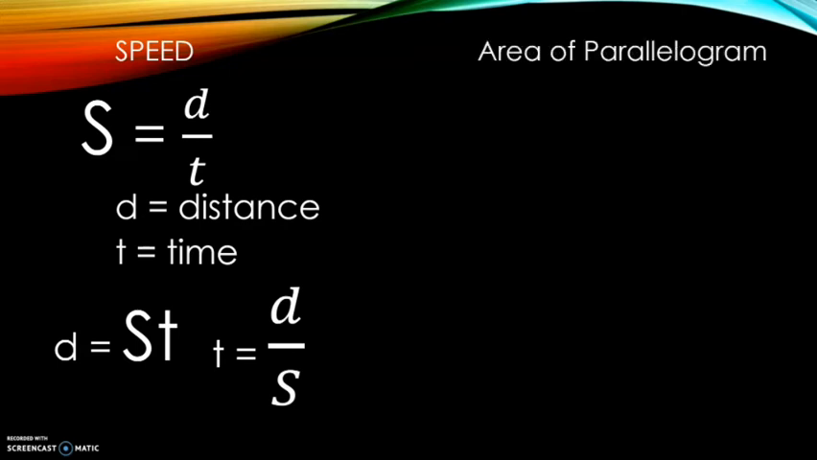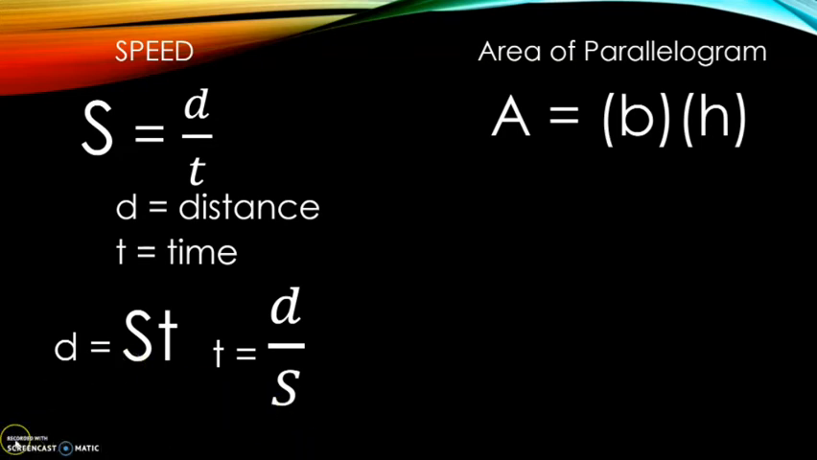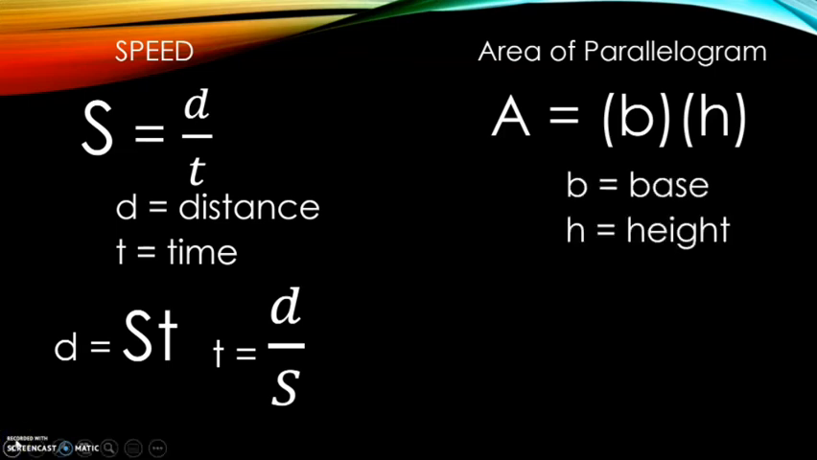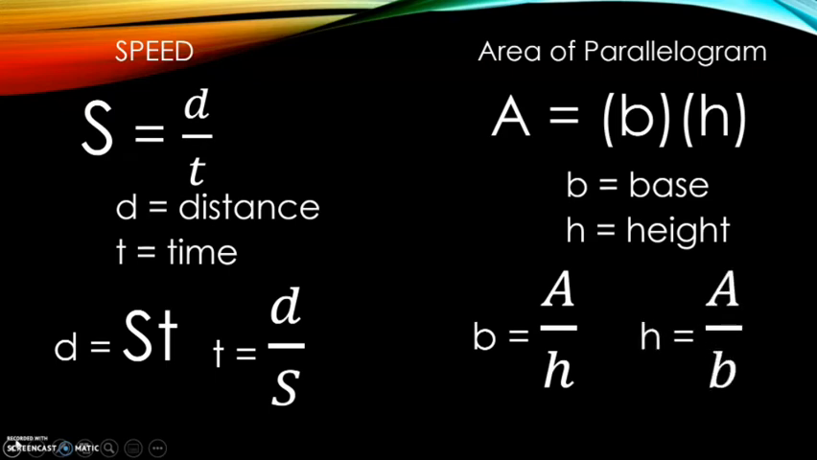We also have here area of a parallelogram. To find the area of a parallelogram, we use the formula A is equal to B times H, wherein B is the base and H is the height. Now what if base is unknown? What formula are we going to use? Same too, if height is unknown, what formula are we going to use? We are going to use B is equal to area divided by the height. And if height is unknown, we use the formula H is equal to area divided by the base.